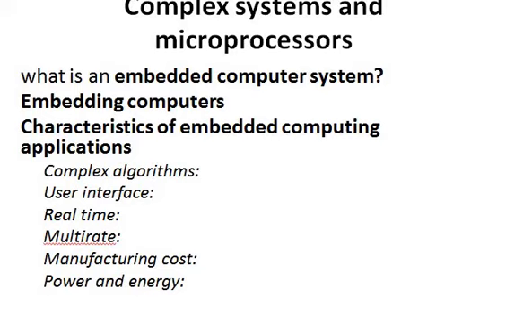We discuss microprocessors because the basis of embedded systems is actually the microprocessor. First, what is an embedded computer system? One simple definition says it's a device that includes programmable computers but is not itself intended to be a general purpose computer. For example, you can't say a computer is an embedded system because it is general purpose, assigned to do multiple tasks. Whereas a fax machine is an example of an embedded system.